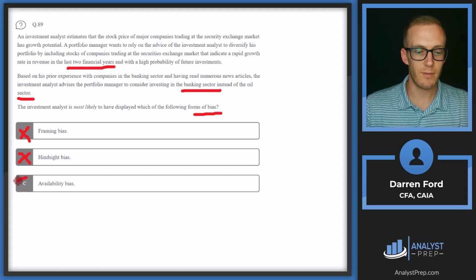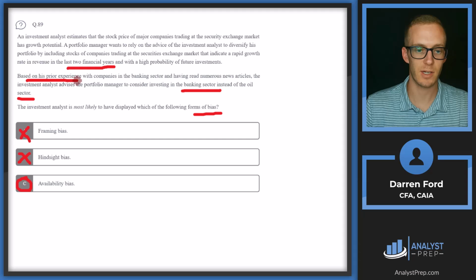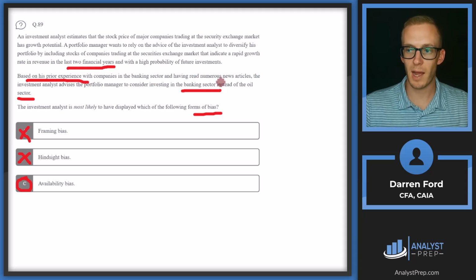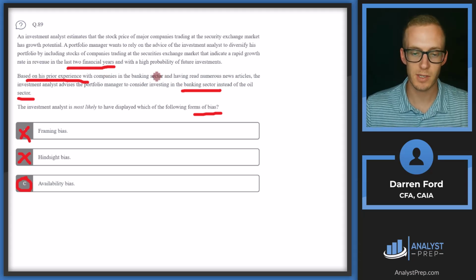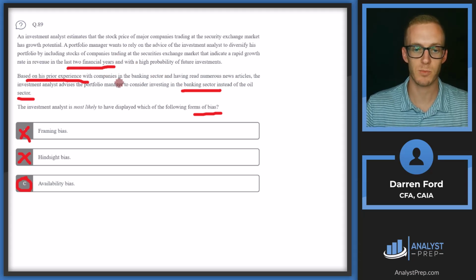And then lastly, C, availability bias. This is going to be our answer. And the key here is the first sentence of this. Based on his prior experience with companies in banking and having read numerous news articles, availability bias is kind of coming off of the analyst's own experiences and knowledge. So because he maybe has more of a banking sector expertise, he knows those companies better, so maybe feels more comfortable and is going to be more biased towards recommending them over oil, which he's maybe less familiar with. So this is going to be C, availability bias.